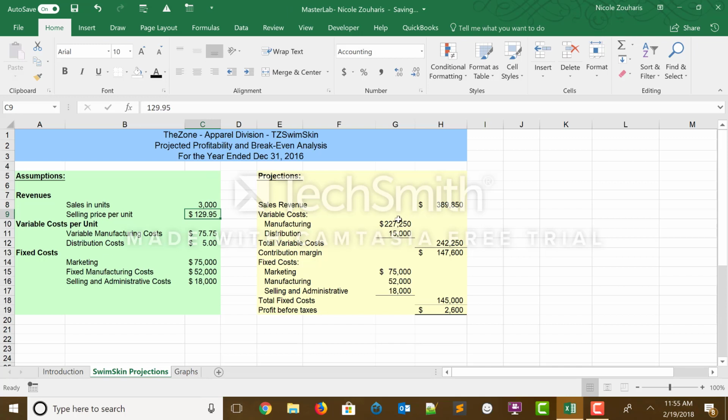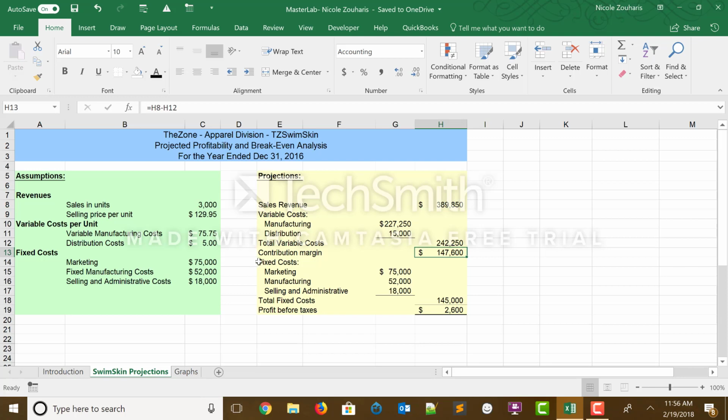And then for manufacturing, I simply multiplied 75 by 3,000, cell C8 by C11. And then for distribution, I did $5 times 3,000, which gave me 15,000. And then we go over here to the right side of this section of the sheet and total our variable cost, which is $242,250. We subtract our total variable cost from our sales revenue to get our contribution margin.